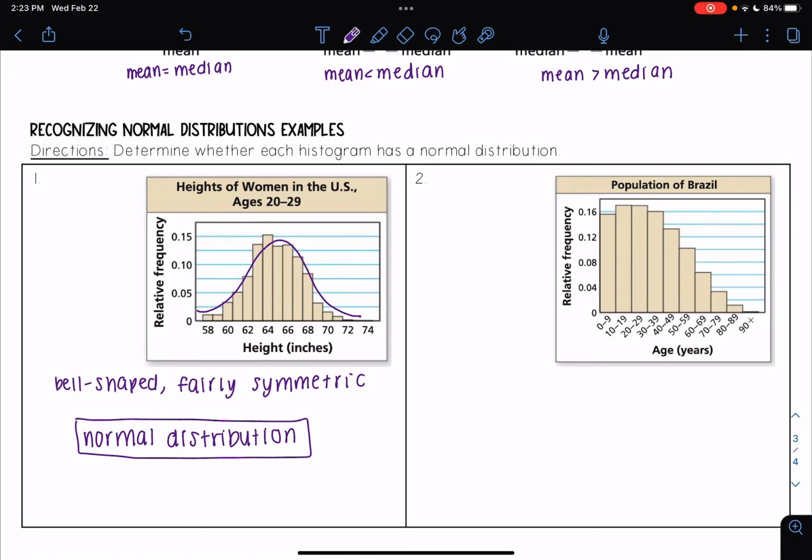Okay, now for number 2, I see that this one is definitely skewed. I see that most of the data points are on the left and there's a tail on the right. And so I see that this histogram is skewed right. And so since it's skewed right, this is not a normal distribution.